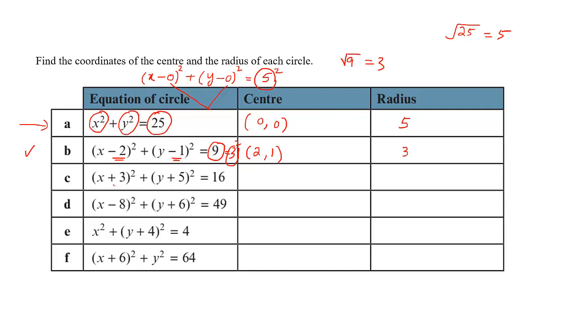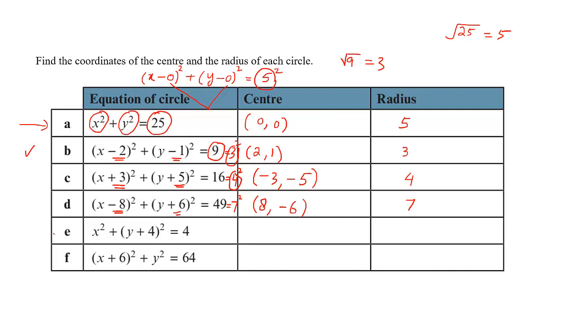Now here change the sign. The center is minus 3 comma minus 1, and 16 is the square of 4, so it is 4 square. So this 4 is the radius. Now change the sign here. The center is plus 8 comma minus 6, and this is the square of 7. Radius is 7.